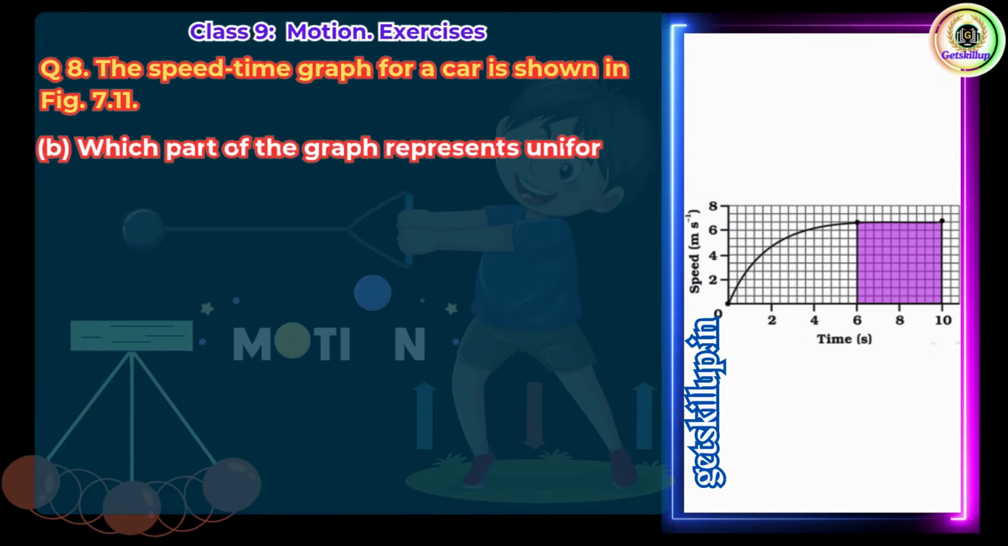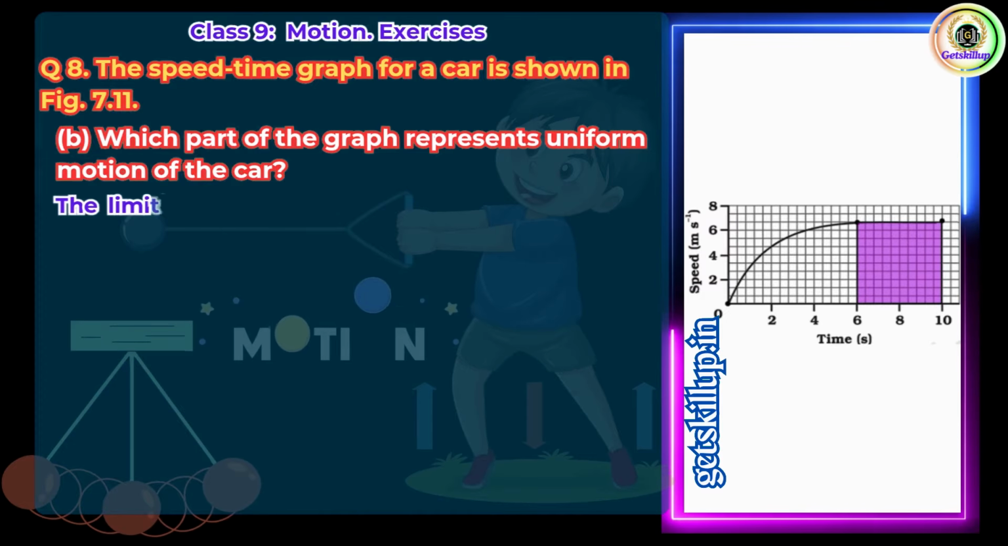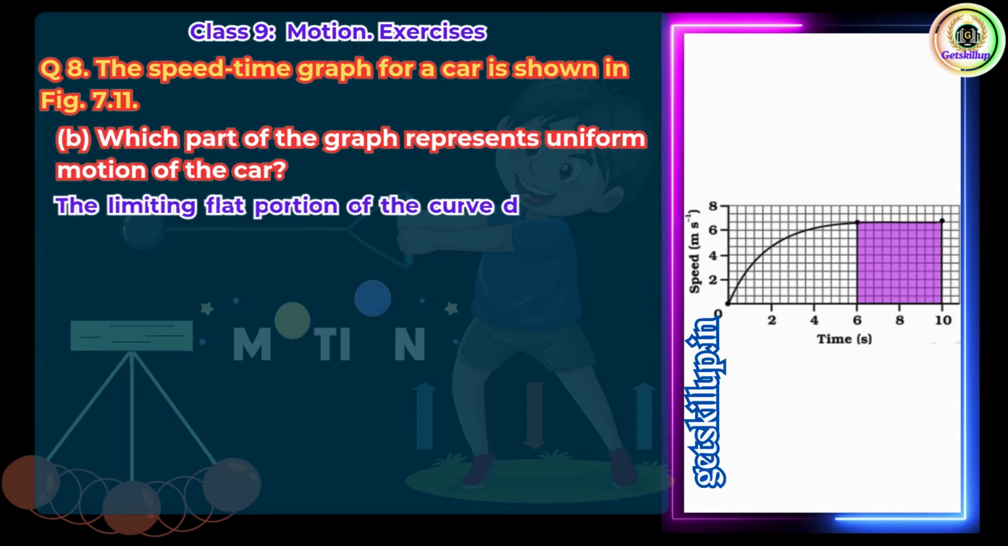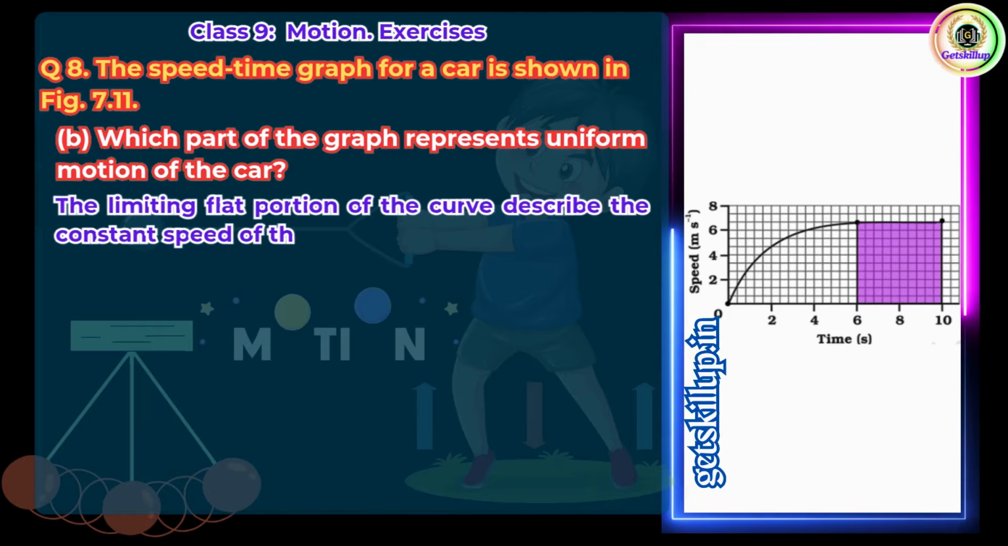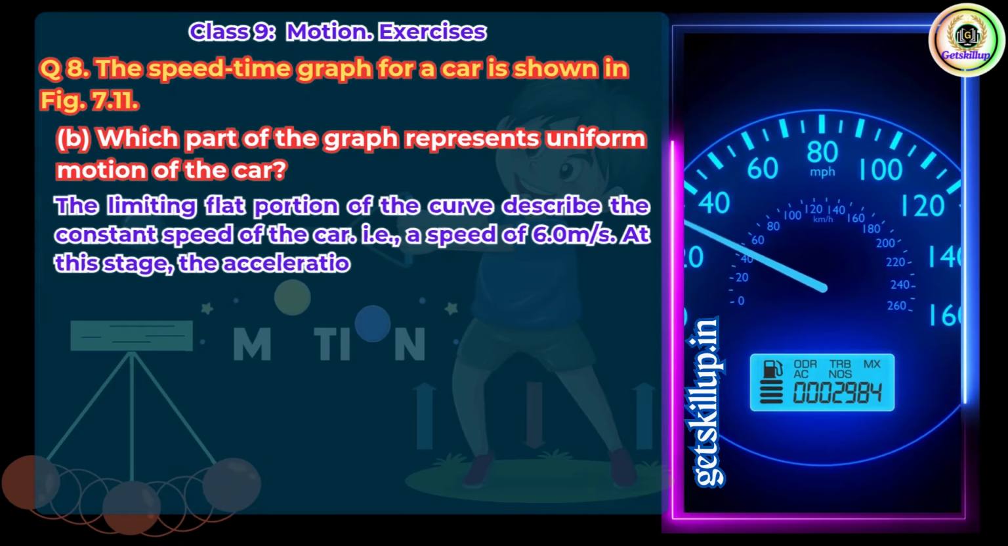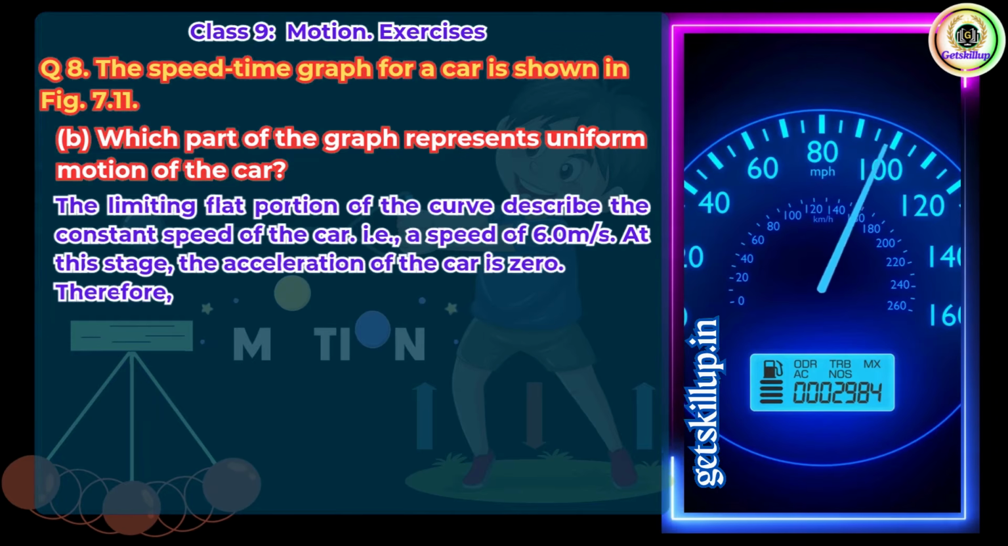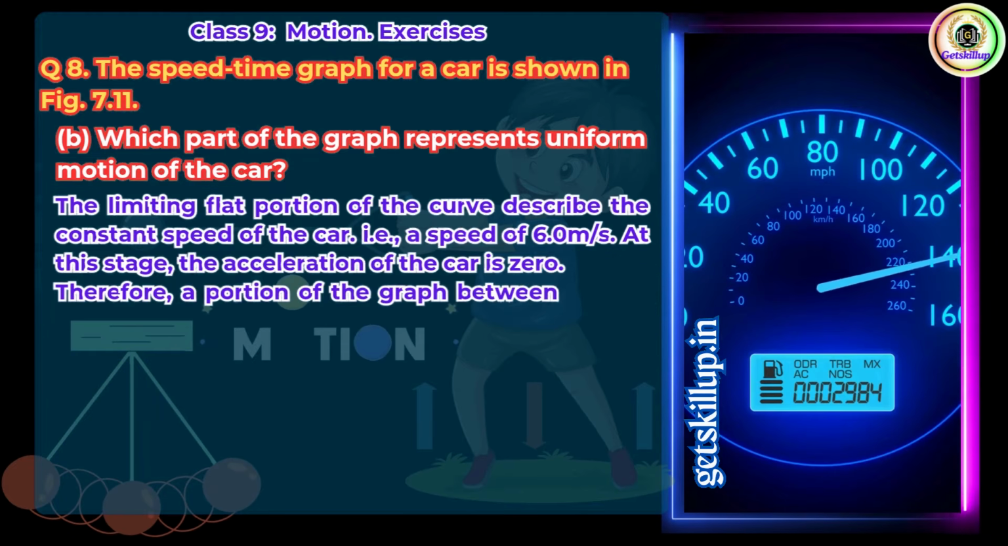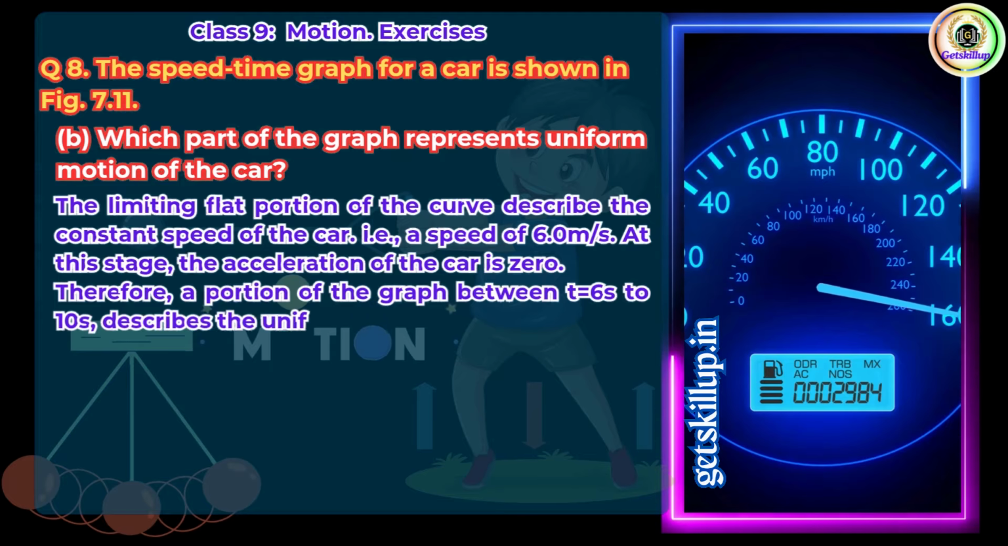B. Which part of the graph represents uniform motion of the car? The flat portion of the curve describes the constant speed of the car, that is a speed of 6 meter per second. At this stage, the acceleration of the car is 0. Therefore, the portion of the graph between t equals 6 seconds to 10 seconds describes the uniform motion of the car.